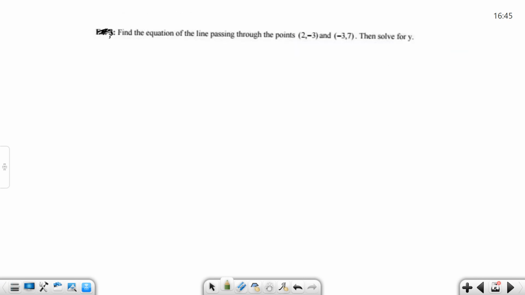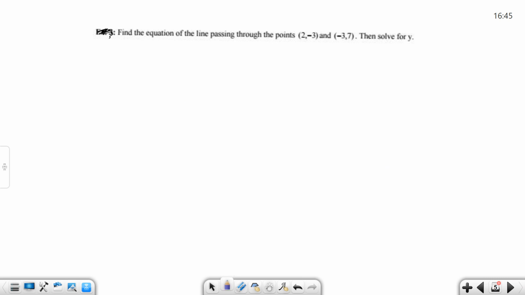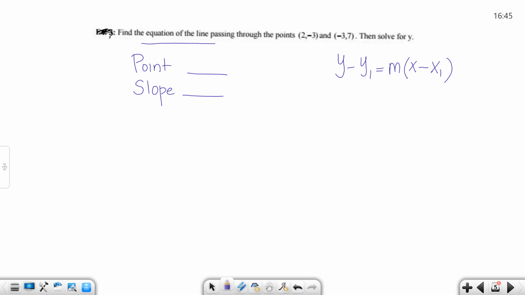Okay, let's try another one. You'll notice that this particular problem starts with find the equation of the line. I can stop there for a moment. Anytime I ask you find the equation of the line, that's your point slope formula. So that's how I'm going to start. Find the equation of the line passing through these 2 points, then solve for y.